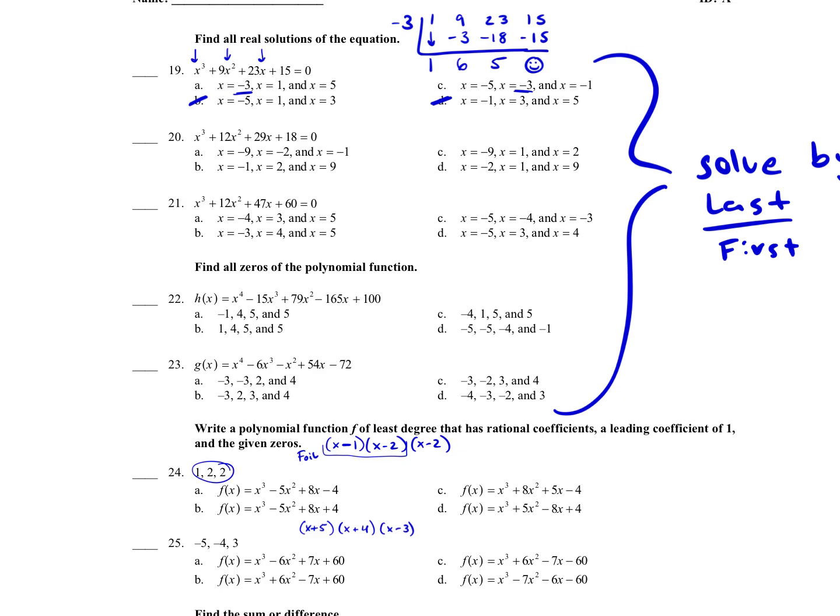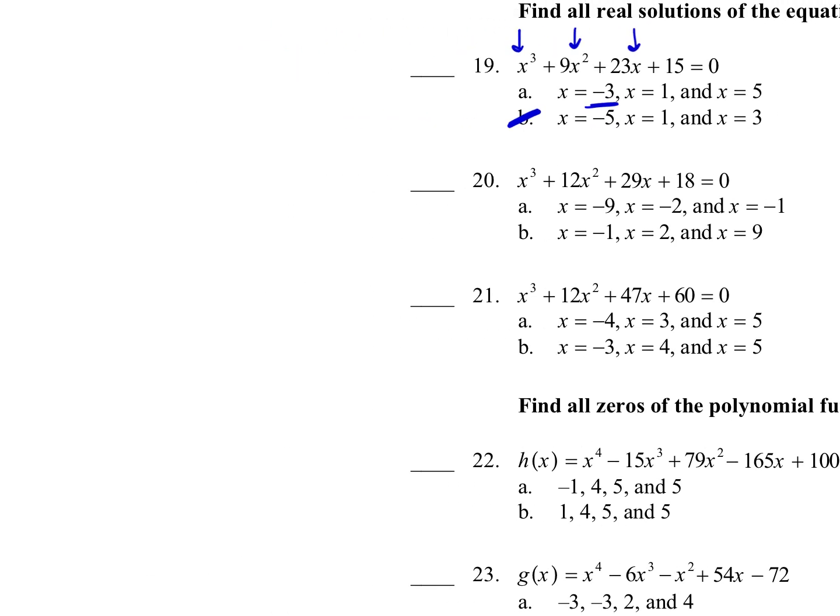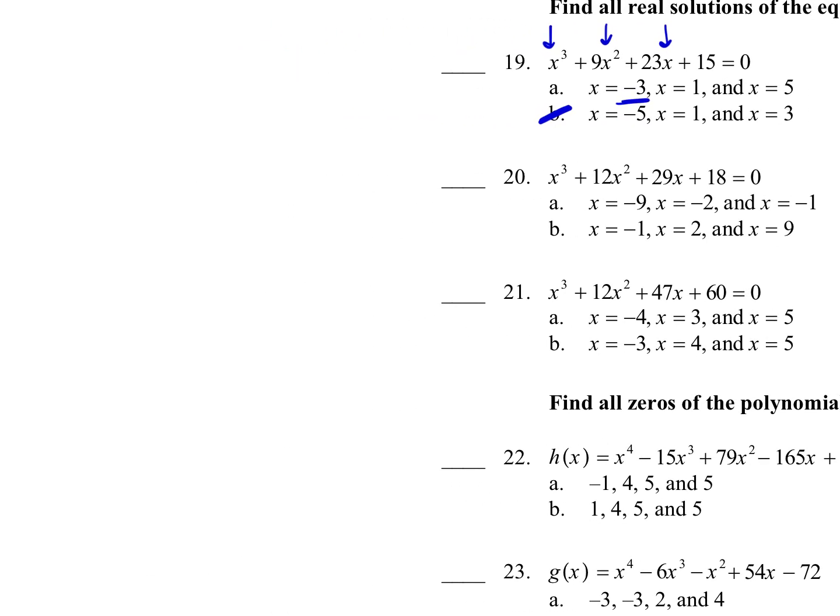Right, next one we're going to do is number 20. For 20, we want to find all the real solutions. These are one of the questions where we can't factor it. You could try factoring by grouping because we have 4 terms, but it's not going to work. So we have to use synthetic division.